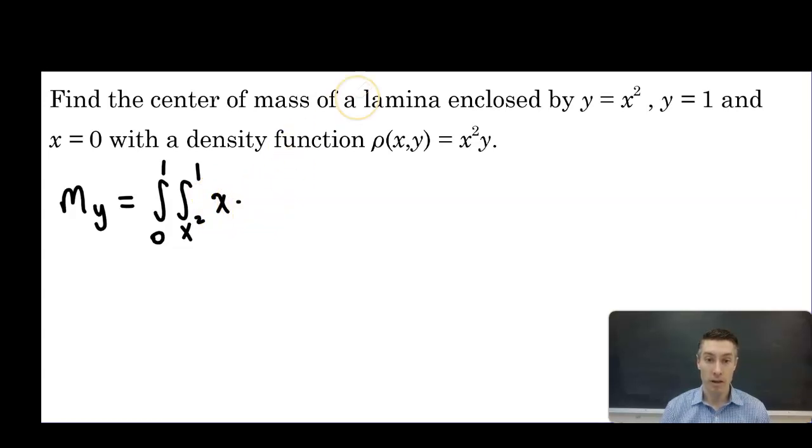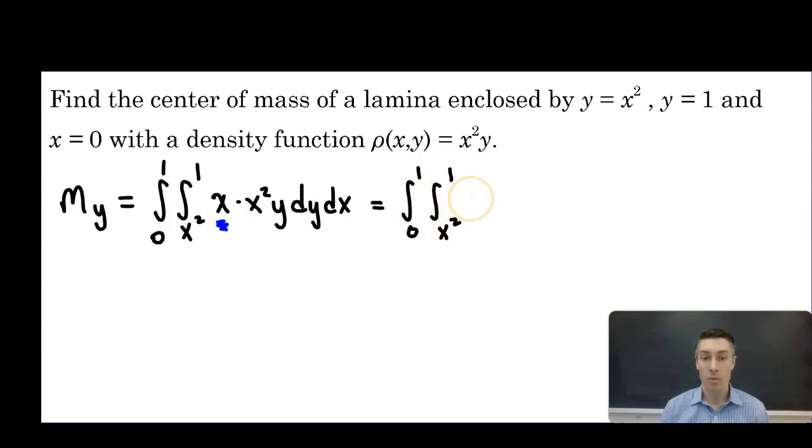And I don't need to write rho of x, y, we know what that is. So that's x squared y dy dx. Right, so this x is the new addition to our double integral to find the moment about the y-axis. Simplifying what's inside of our double integral, we would get x cubed y dy dx.